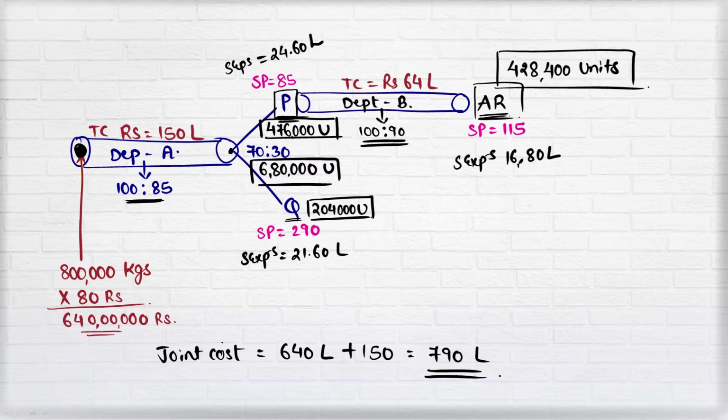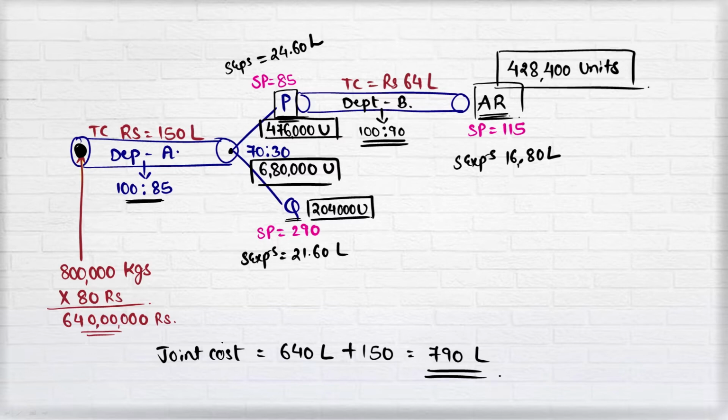Please try to understand how much kgs of raw material you are inputting. What is the input? 8 lakh kgs. It is processed in department A, which is having input output ratio of 100:85. So only 85% of total product will be manufactured. That is 6,80,000 total product will be manufactured. And it is given that 6,80,000 will be manufactured in the ratio of 70:30 as far as P and Q is concerned. So we found out 4,76,000 and 2,04,000.